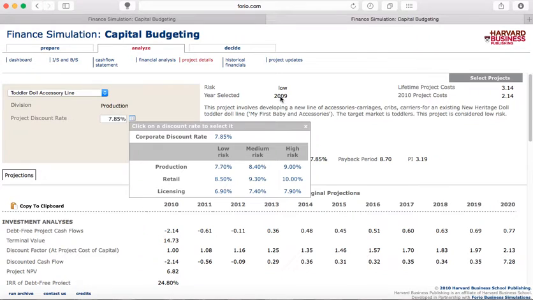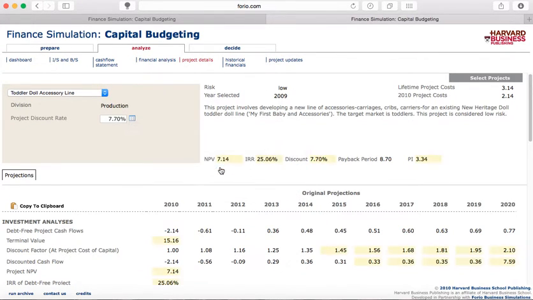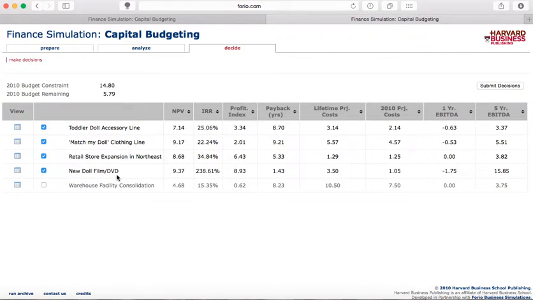But if you go to, this is a low risk project, if you go to a lower discount rate, you'll see that these numbers do increase. Now this can be good, this can be bad, just depending on the lifetime of the project and all the other numbers that are involved. So going to the project, when we're making our decisions, we want to keep these numbers in mind.